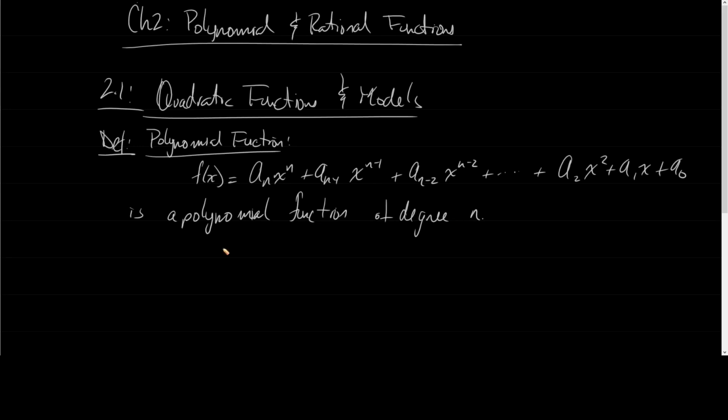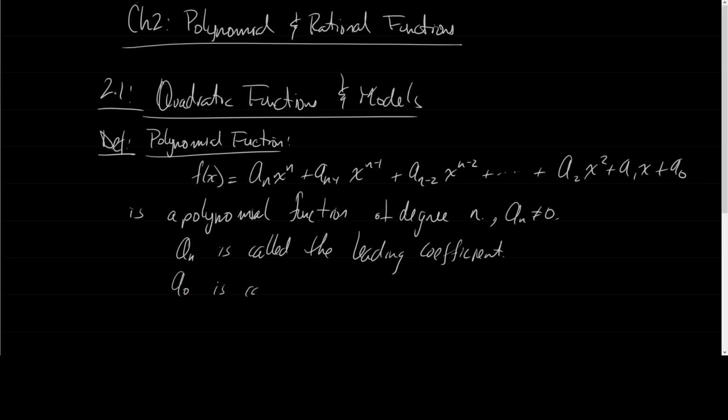In here, assuming that a sub n is not equal to 0. If a sub n were equal to 0, then this term right here wouldn't exist. So a sub n is called the leading coefficient. And this last term over here, the one that doesn't have a variable, a naught, is called the constant term. All right, so a little bit of nomenclature there.